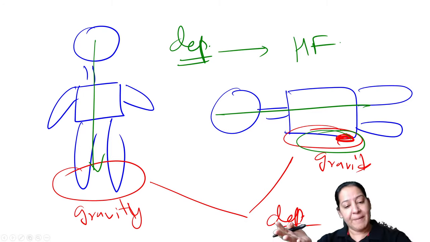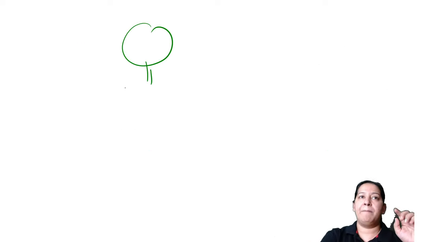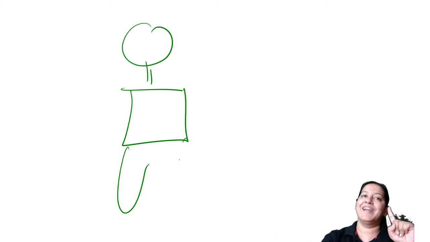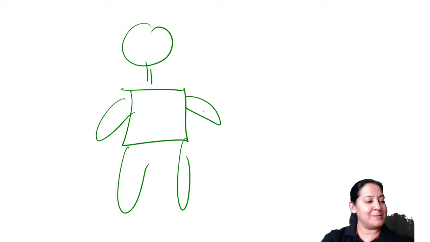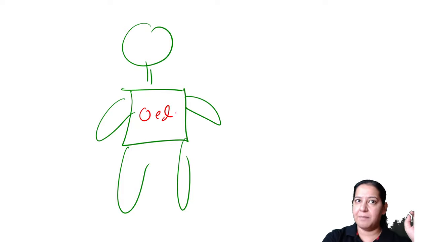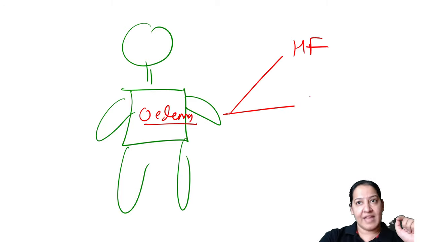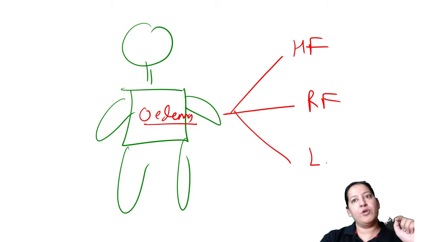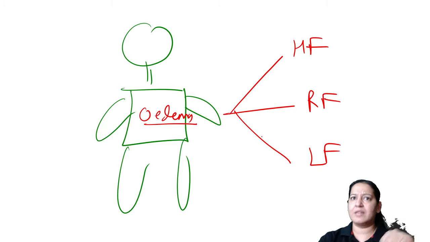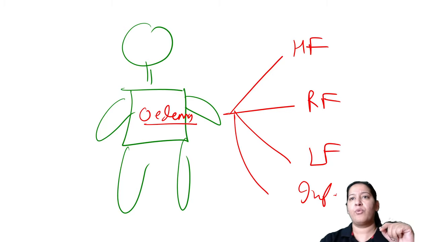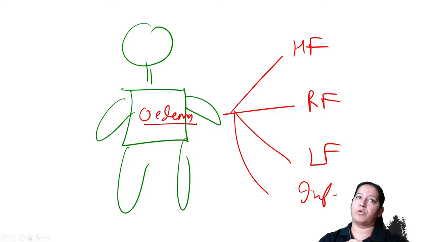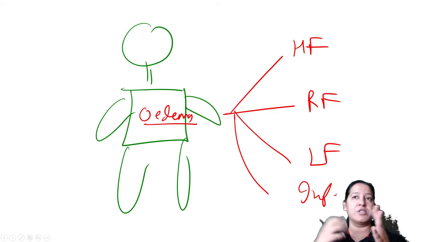Now, if the patient is coming to you with edema, the patient has only one complaint, edema. It is a very simple complaint. Doctor saab, sujan ho gayi hai. I am having edema at some part of the body. But edema can be due to heart failure. Edema can be due to renal failure. Edema can be due to liver failure. Edema can be due to other causes. Edema can be due to inflammation also. Right. Now it's your job to find it out. Which type of edema? What is the cause of the edema?